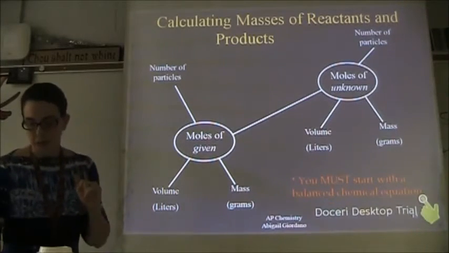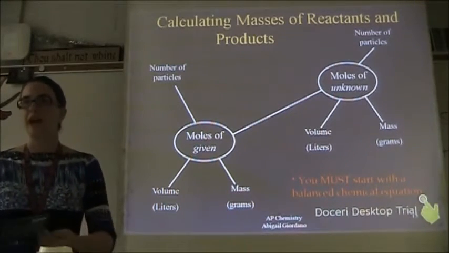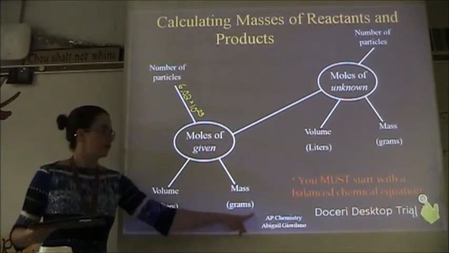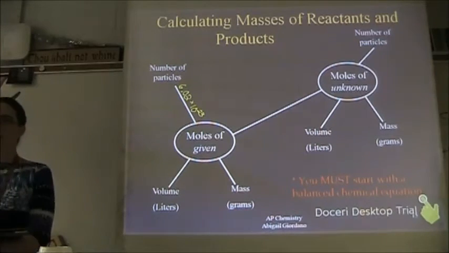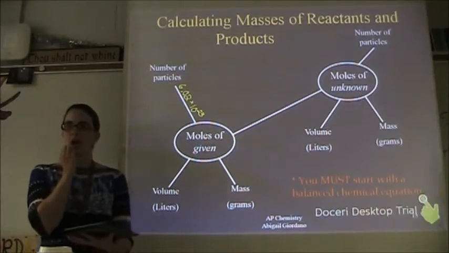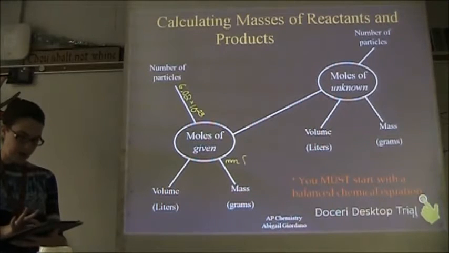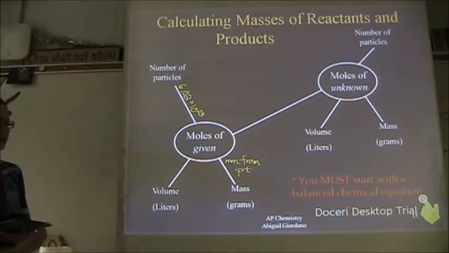Okay? Tell me, guys, what is the conversion factor to get back and forth between number of particles and moles? Good. Avogadro's number. Okay? How about down here? How do you get back and forth between grams and moles? Very good. The molar mass, and where do you get that? Periodic table. I'm going to abbreviate and call this the MM from the PT. Molar mass from the periodic table.